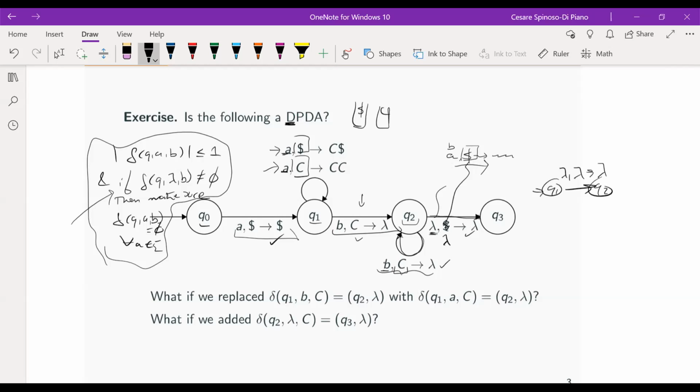Oh yeah, I don't know what this machine does. This was just to illustrate the transitions. Yeah, I understand, but wouldn't this negate the fact that it is a DPDA?